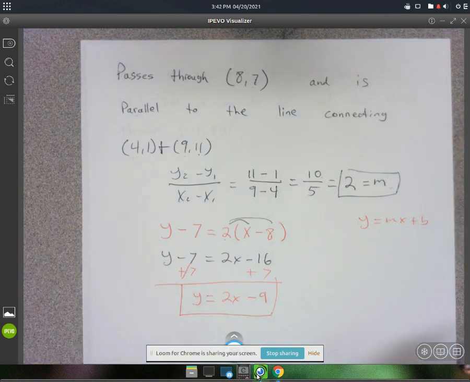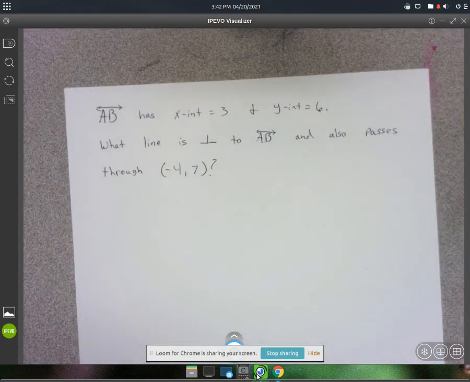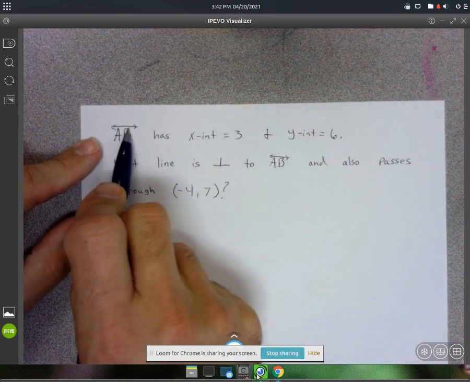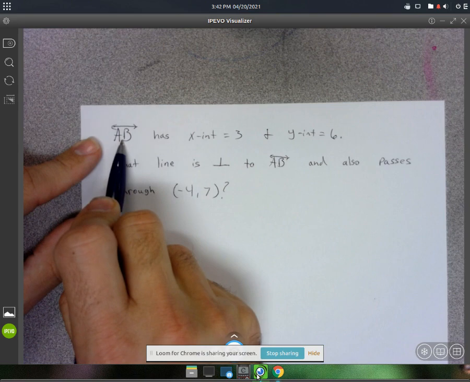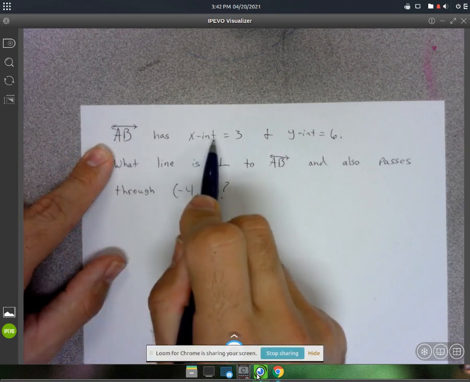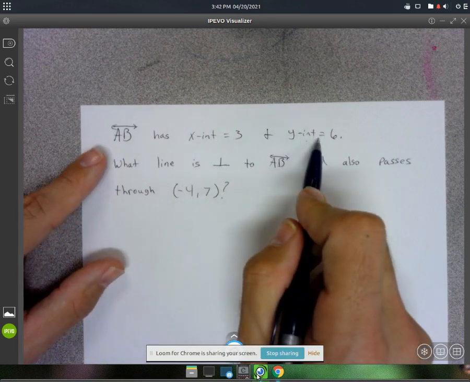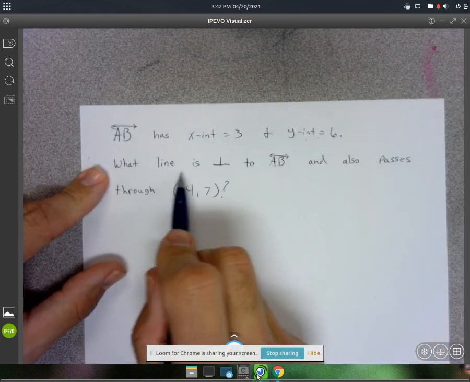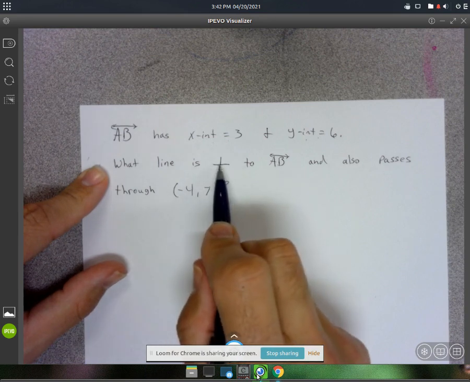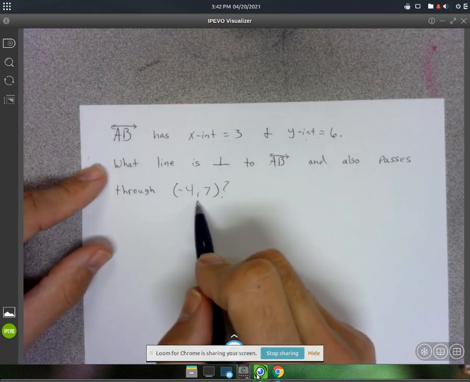All right, we'll do one last example. And it's a weird one. All right, it sounds weird. All right, so this right here, this means the line AB, whatever line it is, they don't give us the equation, but they do tell us the x and the y-intercept. They say the x-intercept's 3, the y-intercept's 6. The question is, what is the line that is perpendicular? That's what that symbol is. What line is perpendicular to AB, but also passes through negative 4, 7?